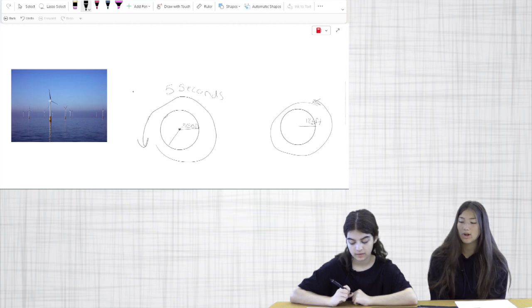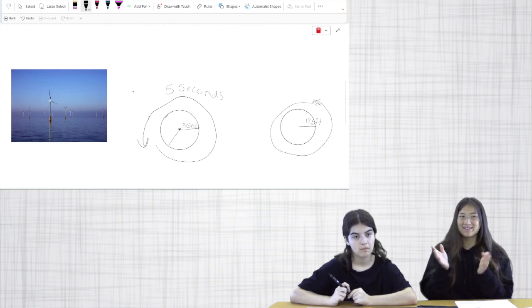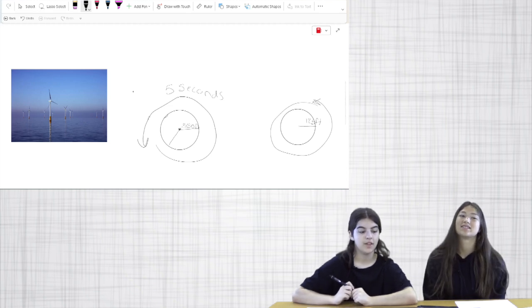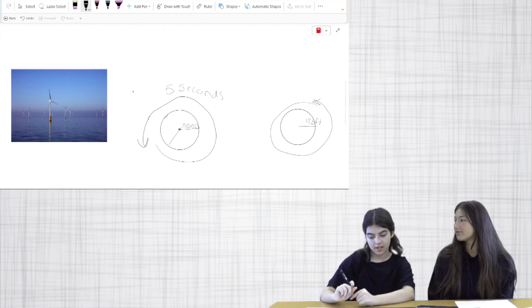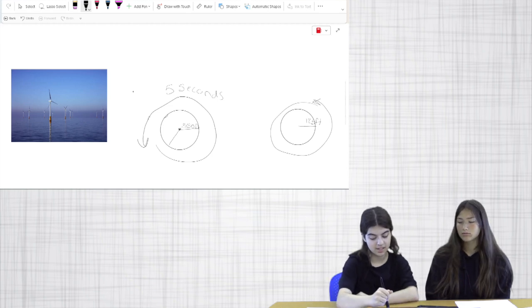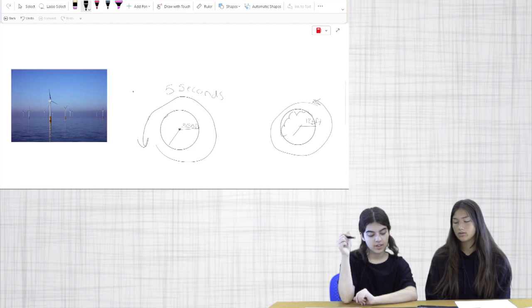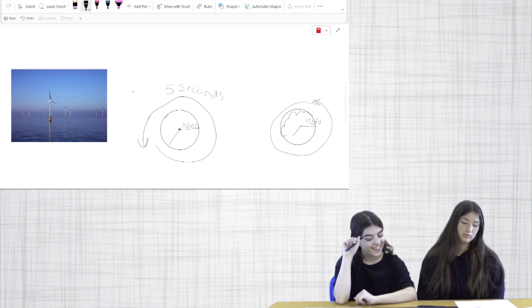Because they both went around in 5 seconds, they would have gone the same speed, or like degrees in 3 seconds. Yeah, the only thing that's going to be different is the distance they travel, because one has a shorter blade. Because the distance is the circumference. So that's going to be the only thing that differs here. I see. So how do we calculate that?